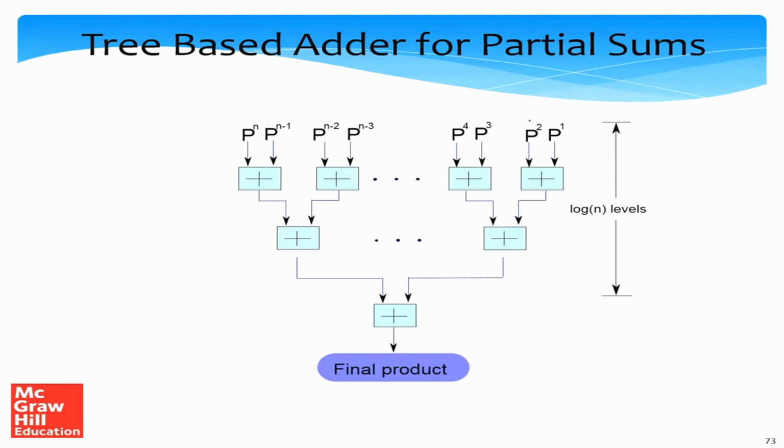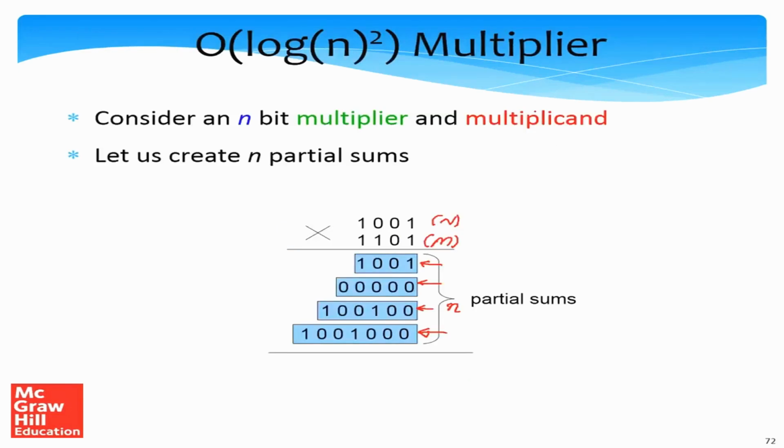We can add the first and second here. We can add the third and fourth numbers here. The n minus 2th and n minus 3th numbers here. And similarly, we can have a tree of adders. If we take a look at the sizes of the numbers, the first partial sum is n bits long, and the last partial sum is 2n minus 1 bits long, right? So this is n over here and n minus 1 over here, n minus 1 zeros.